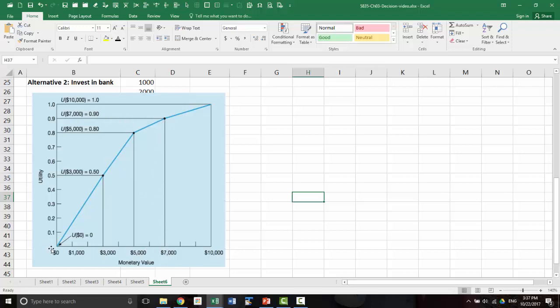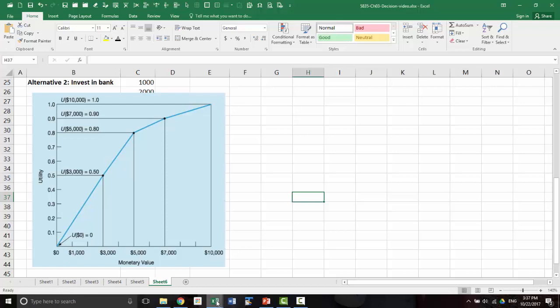Now you have developed a utility curve. Given that these are all the possible values, you've already considered the worst and the best. So for each and every monetary value that you have to assess a utility for, you come to this graph. Suppose you want the utility for $6,000, you go to 6,000 and read the utility from this chart.